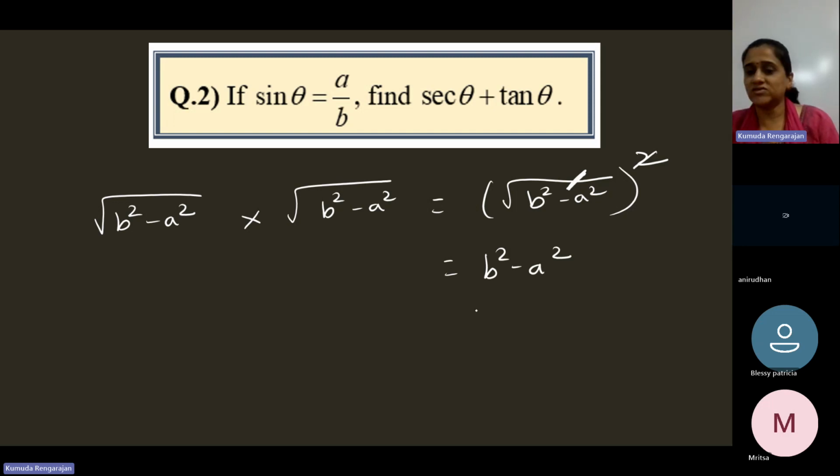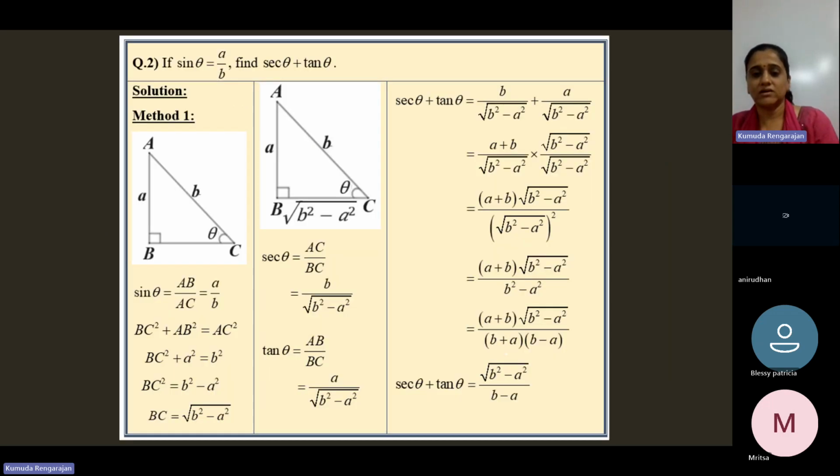Now what is B square minus A square? B plus A into B minus A, right? Yeah. So that's what you see here. B plus A into B minus A. So this A plus B and this one will get cancelled, and it is root of B square minus A square by B minus A. All right.